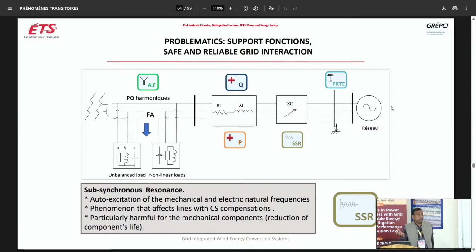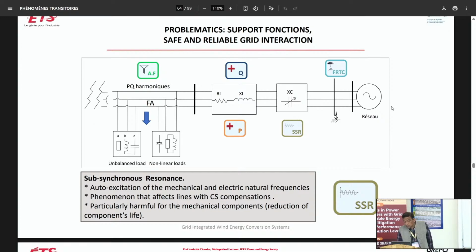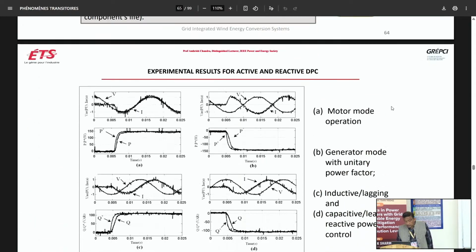Around 50, 60 years ago in the United States, there was a big generator, I think more than 100 megawatt, and its shaft was broken. Because of subsynchronous resonance, oscillations were taking place because of the exchange of energy between the grid transmission line and the mechanical system. With long transmission, more than 150 kilometers, there is a risk of sustained oscillation at subsynchronous frequencies.